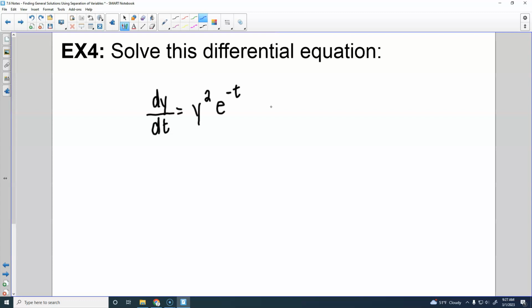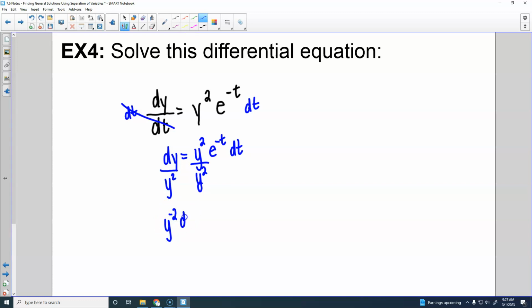All right, so must separate first. So we're going to multiply both sides by dt. So I've got dy equals y squared e to the negative t dt. I need to get rid of this y right here, so I'm going to divide both sides by y squared. You can write that however you would like. I am going to go with negative exponents on that. I'm going to make that y to the negative 2 dy equals e to the negative t dt.